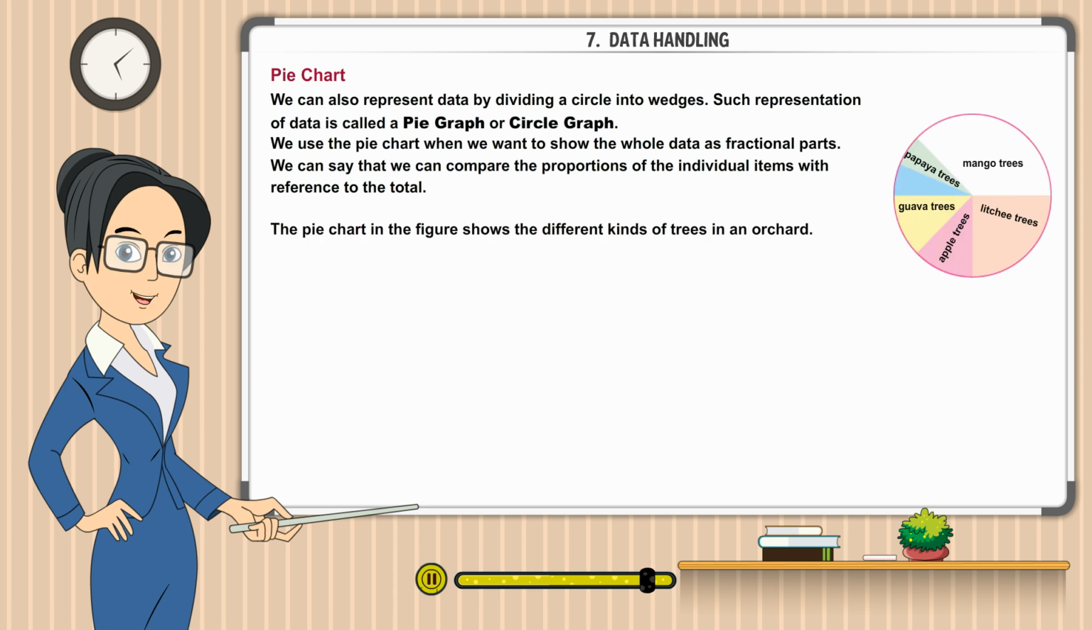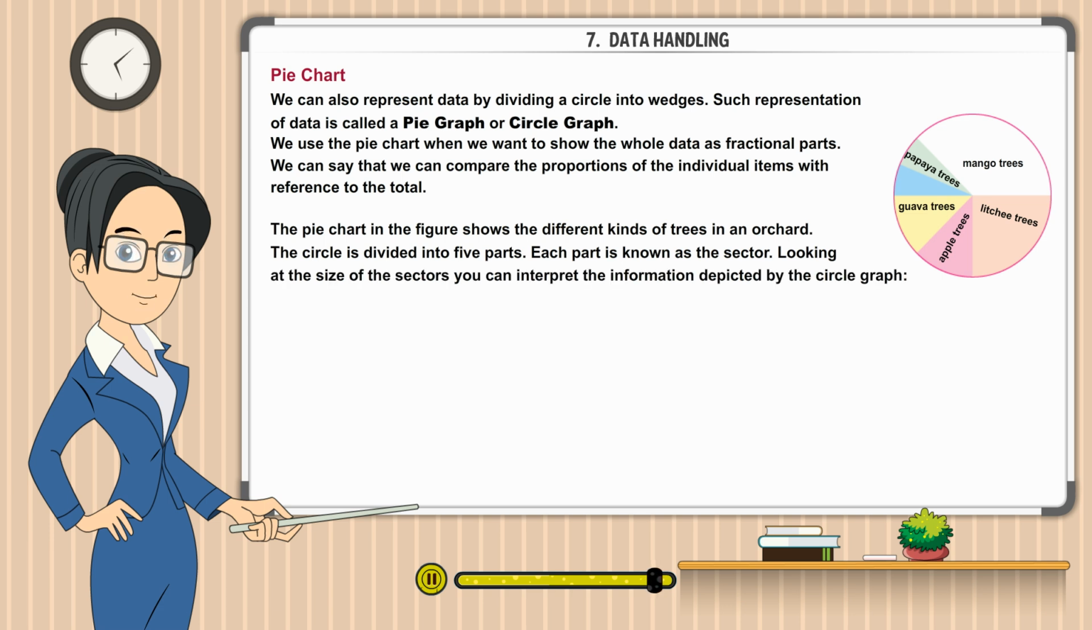The pie chart in the figure shows the different kinds of trees in an orchard. The circle is divided into 5 parts. Each part is known as a sector. Looking at the size of the sectors, you can interpret the information depicted by the circle graph.